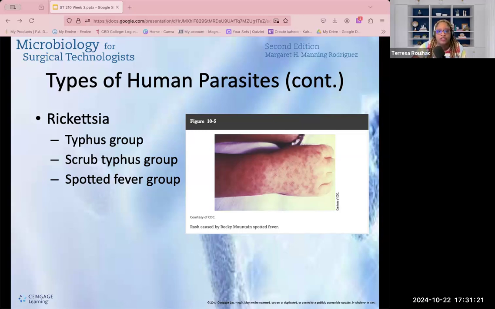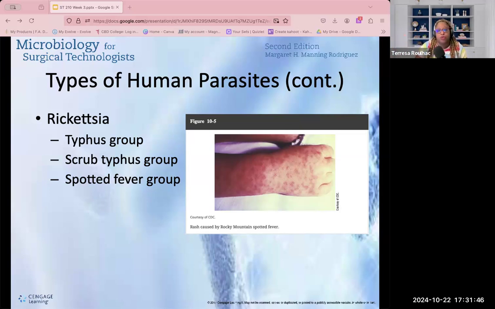They have different groups. We have the typhus group. These cause epidemic typhus. They are transmitted by lice or fleas. So lice would be epidemic, fleas would be endemic. The symptoms would be like high fever, headache, a rash. They may start to feel muscle pain.